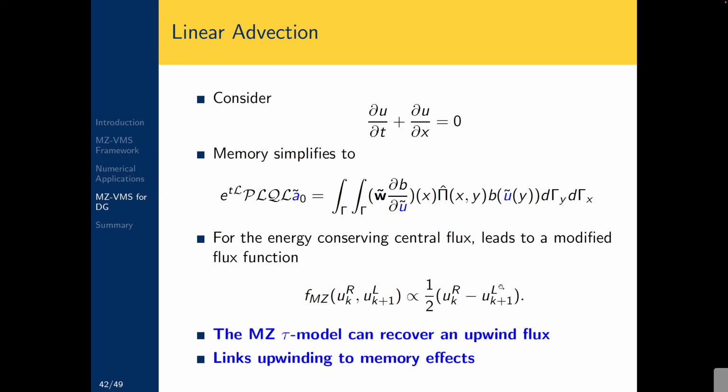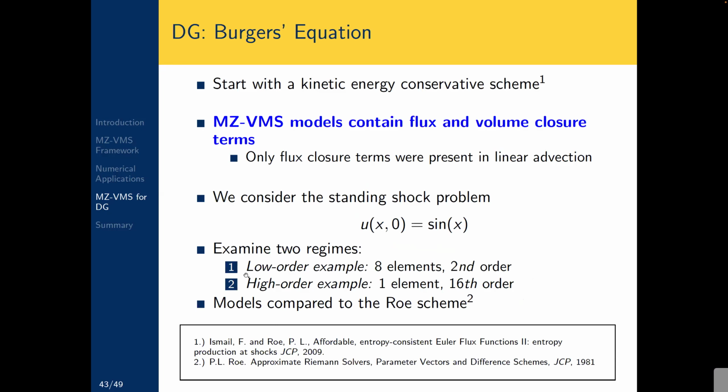The last thing I'll talk about a little bit is if you take this and apply it to a nonlinear problem like Burgers' equation, you're going to find that these subgrid-scale models contain both flux schemes as well as volume closure terms. If you look at how we usually do stabilization for discontinuous Galerkin methods, all the attention really goes on the flux side.